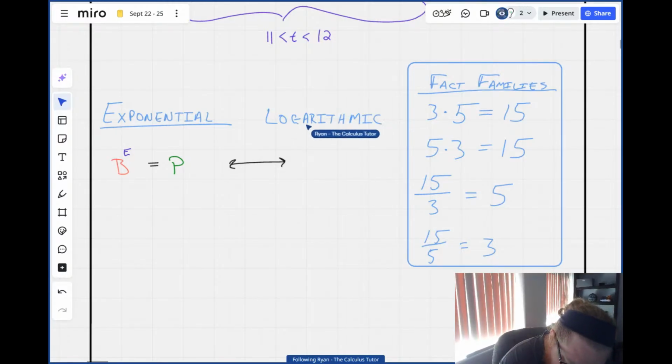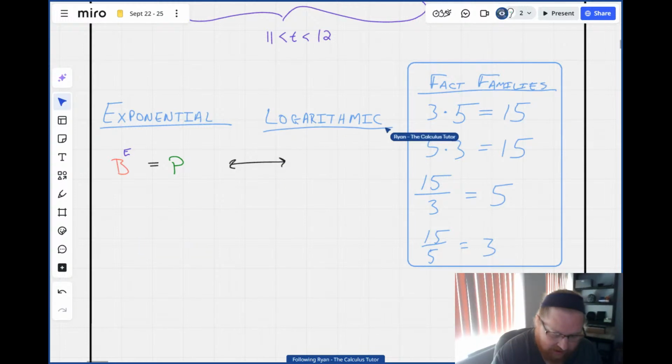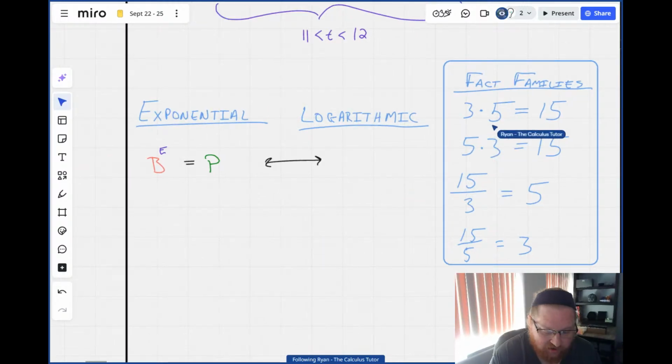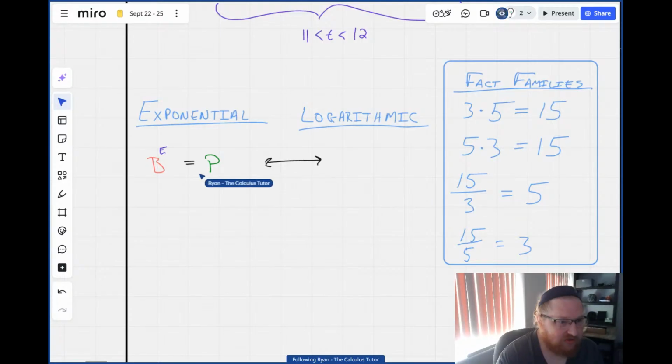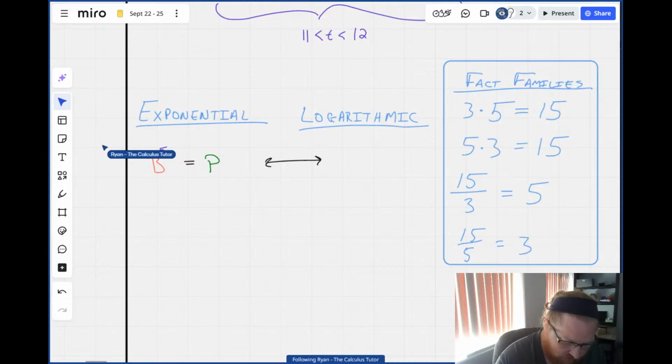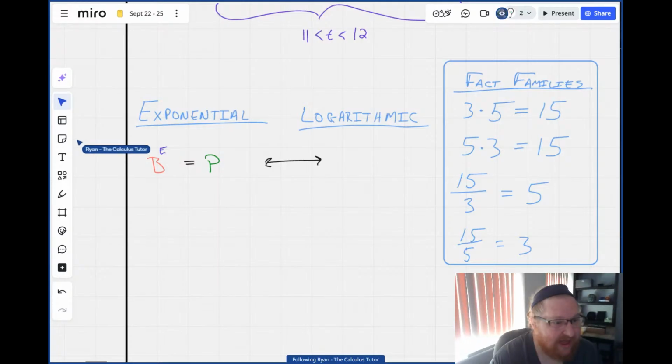It's logarithms, or logarithmic equations. And just like you can rearrange the values of a multiplication fact and change the multiplication to a different operation, and it's still true, we can rearrange these values, and instead of using exponentiation, we'll use a logarithm. So here's what that looks like.